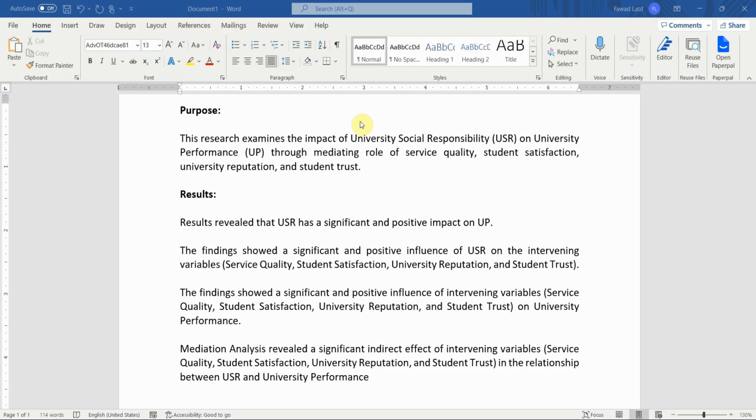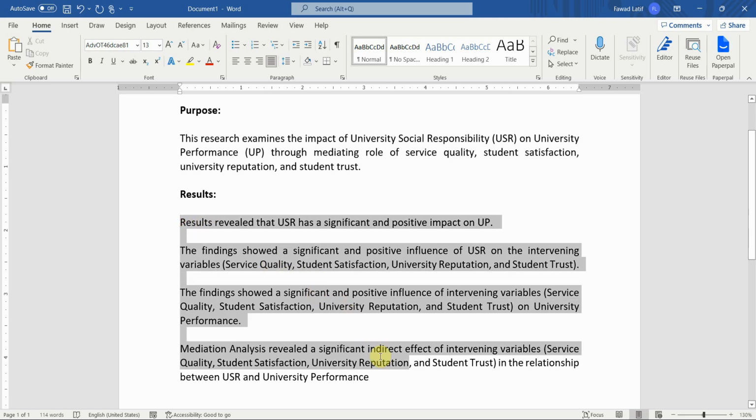In this session, we are going to look into how to use ChatGPT to write the conclusion for a study. Let's assume I conducted a study on the relationship of university social responsibility and university performance with the mediating role of service quality, student satisfaction, university reputation, and student trust. And these were my results.